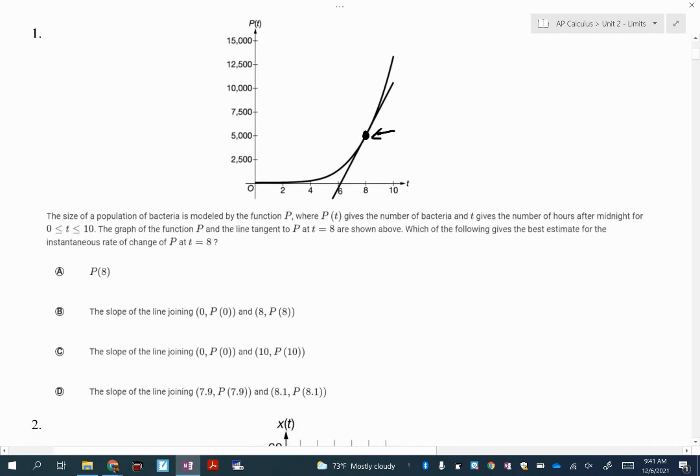All right, all that being said, we want to find the slope by looking at values that are really close to t equals 8. So when you're looking at these answer choices, you're looking at B, C, and D essentially. And the one that has the points really, really close to t equals 8 is going to be letter D.